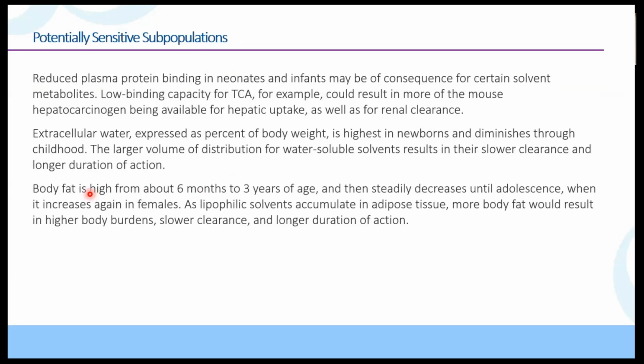Then body fat is high from about 6 months to 3 years of age, and later on this steadily decreases until adolescence, when it increases again in females. So the lipophilic solvents, or the fat-soluble solvents, accumulate in the adipose tissue, so more body fat would result in higher body burdens, slower clearance, and longer duration of action, thus enhancing the toxicity of the lipophilic solvents.